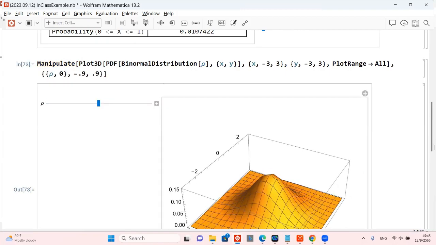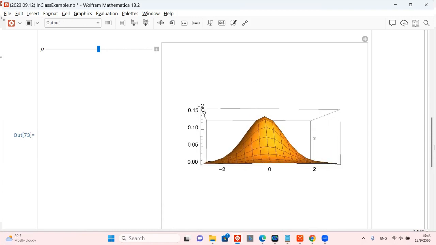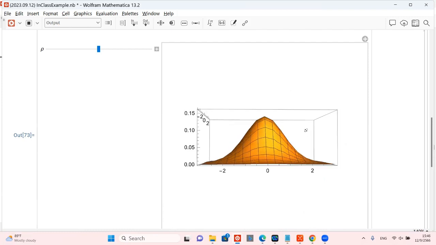Now, what this means is that yes, X has its own distribution, Y has its own distribution, but the distribution of Y and the distribution of X are not independent. So think about it. Let me show you this. Where could X be? Anywhere, right? Where could Y be?